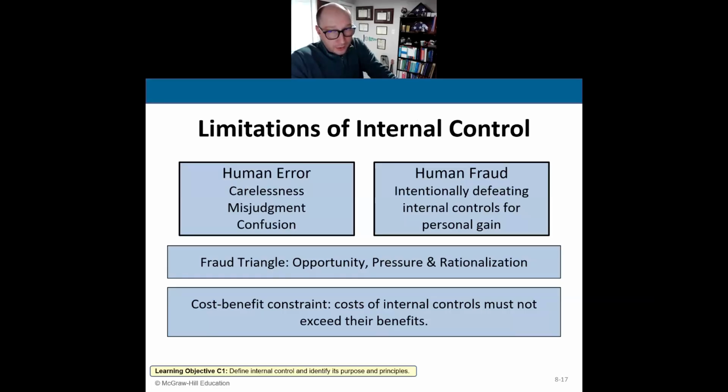Number one is that there's an opportunity to commit fraud. This comes from a weakness within the business. The opportunity is like finding ways to exploit a code in the cash register. You hit the no sale button, the register opens up. That's an opportunity, right? So there's an opportunity to commit the fraud in the first place.